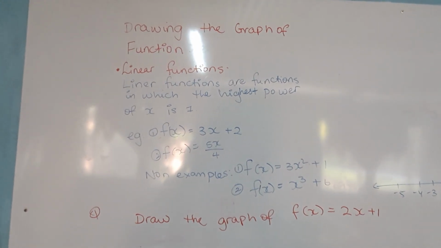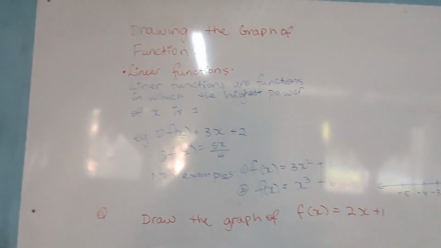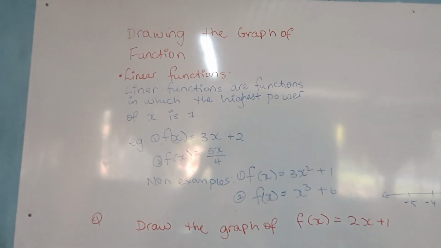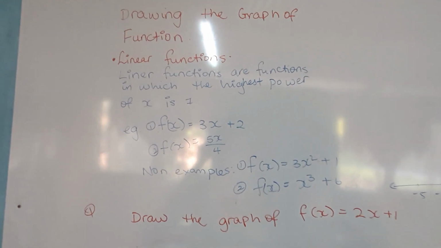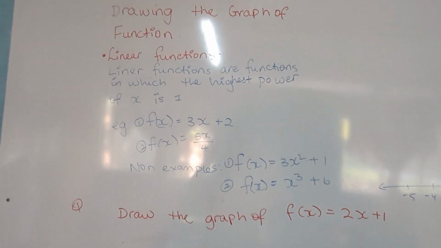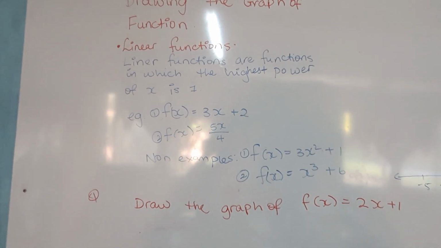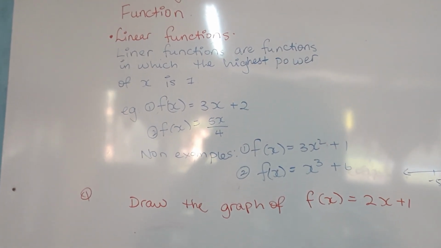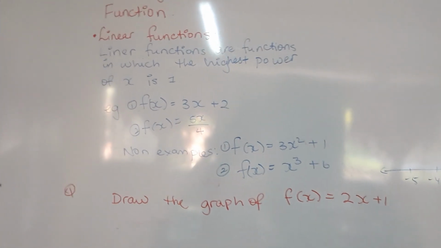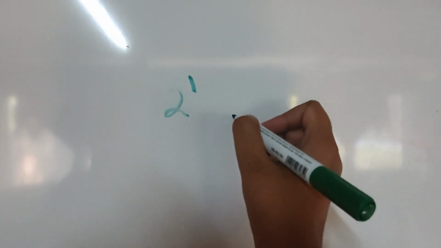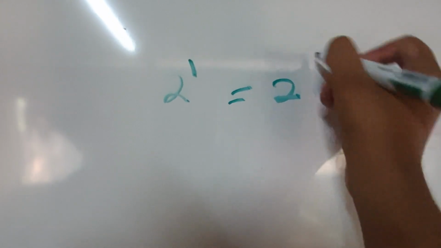Okay guys, so today what we're going to look at is drawing the graph of a function, right? Specifically, we're going to look at drawing the graph of a linear function. So basically, a linear function is one in which the highest power of x is 1. Now when we have a power that is 1, we normally won't see a power attached, right? So for example, if we have 2 raised to the power 1, we won't see it written like that. Instead, we'll just see 2 by itself, right?